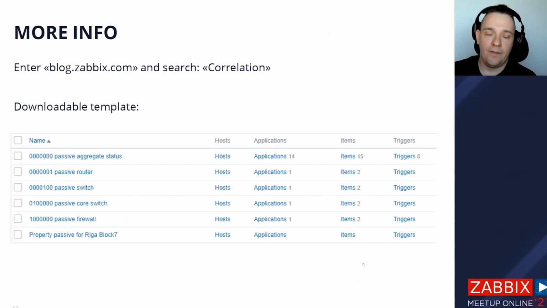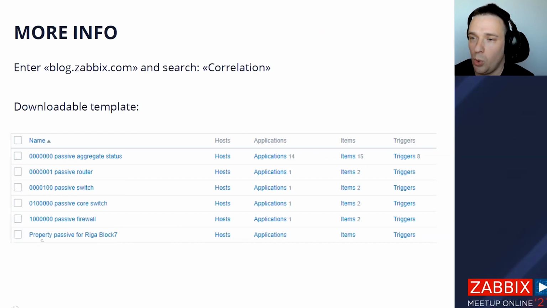Okay, that's it for the topic. If you want to see more, just enter blog.zabbix.com and search correlation. There is a downloadable template, one XML file, which consists of 6 modules. 4 modules are to apply on the actual device. You don't need to modify any of these modules except the last one, property.